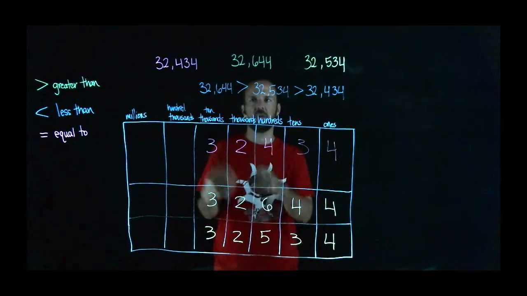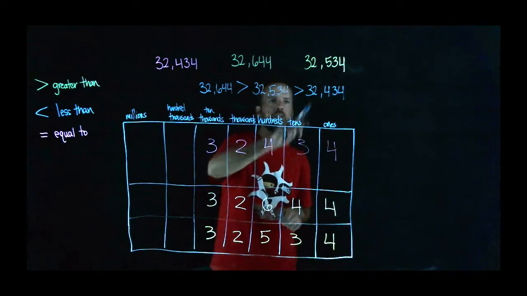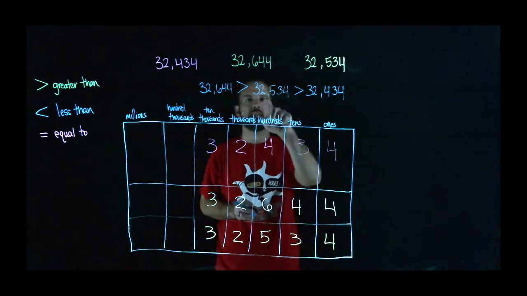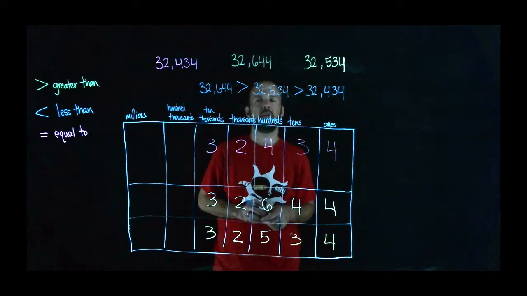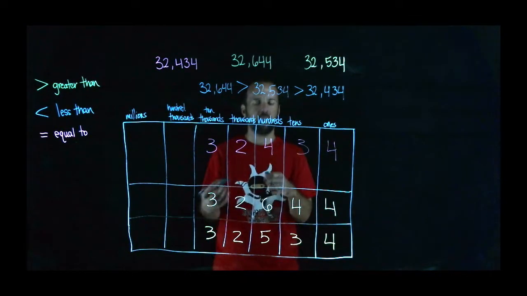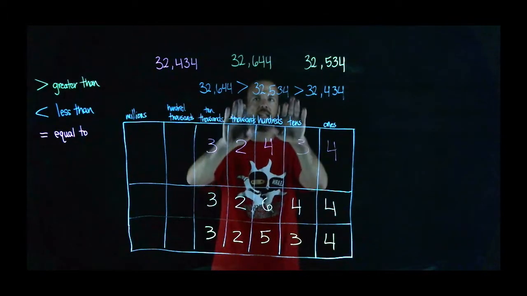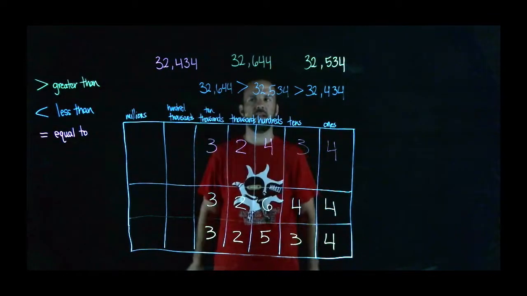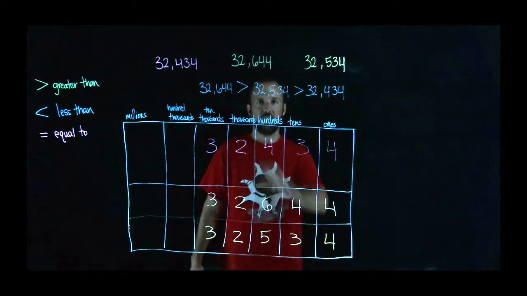I could also switch this around and say 32,434 is less than 32,534, which is less than 32,644. I could rewrite that sentence if I wanted to, but you get the idea here. The shark is eating the bigger numbers in this number sentence that I have written here.